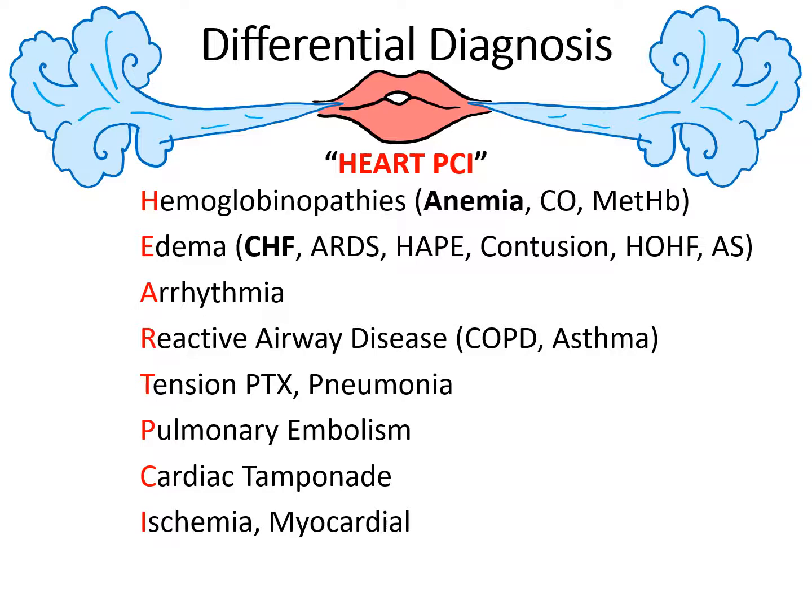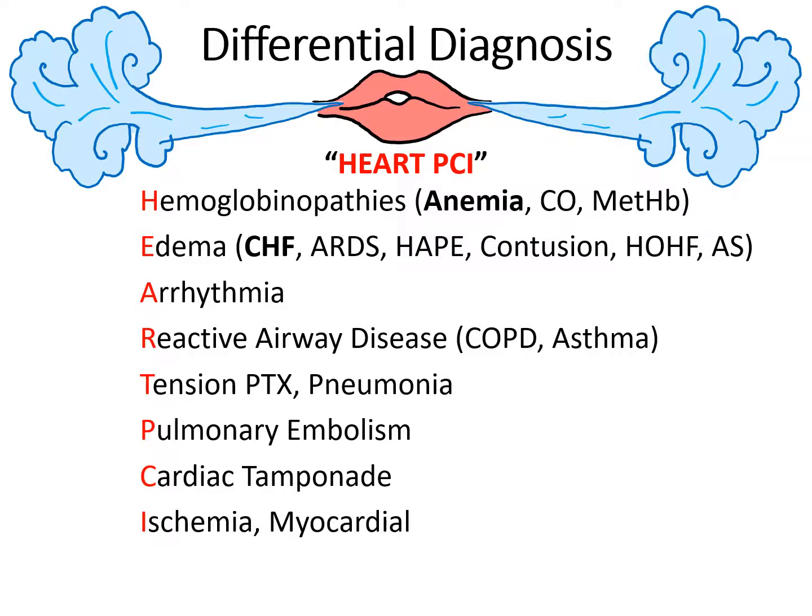Pulmonary edema is most commonly from CHF. However, remember that other etiologies such as ARDS, high altitude pulmonary edema, pulmonary contusions, high output heart failure, and aortic stenosis can also cause pulmonary edema. I use the term reactive airway disease to reference COPD and asthma.